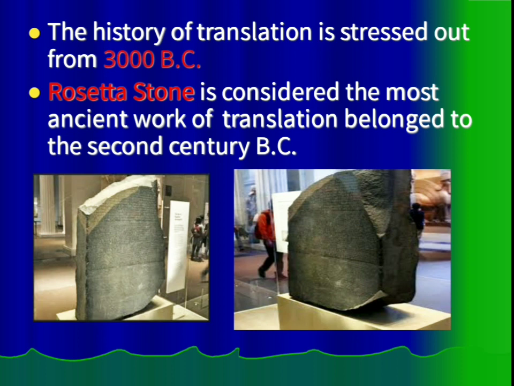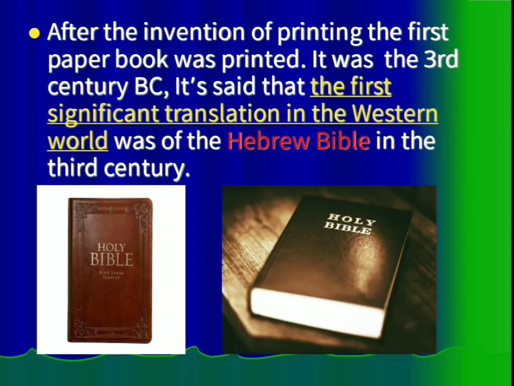The history of translation is traced back to 3000 BC, and the Rosetta Stone is considered the most ancient work of translation, belonging to the 2nd century BC. After the invention of printing, the first paper book was printed. It is said the first significant translation in the Western world was the Hebrew Bible in the 3rd century, and this book was translated by translators.